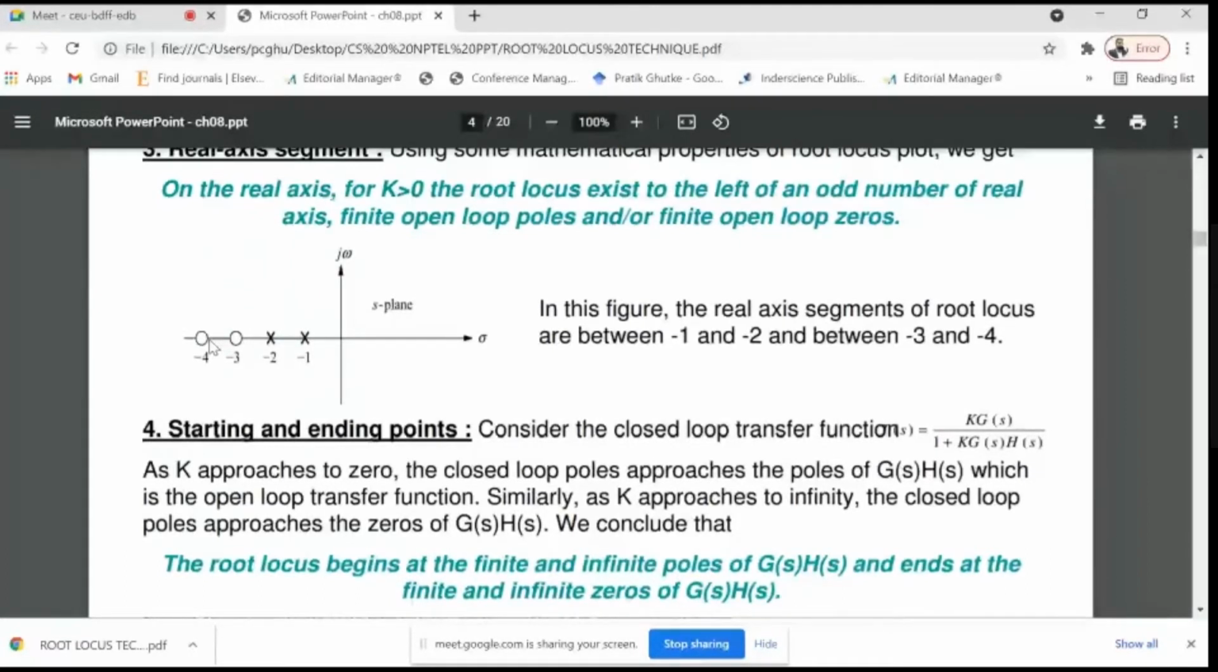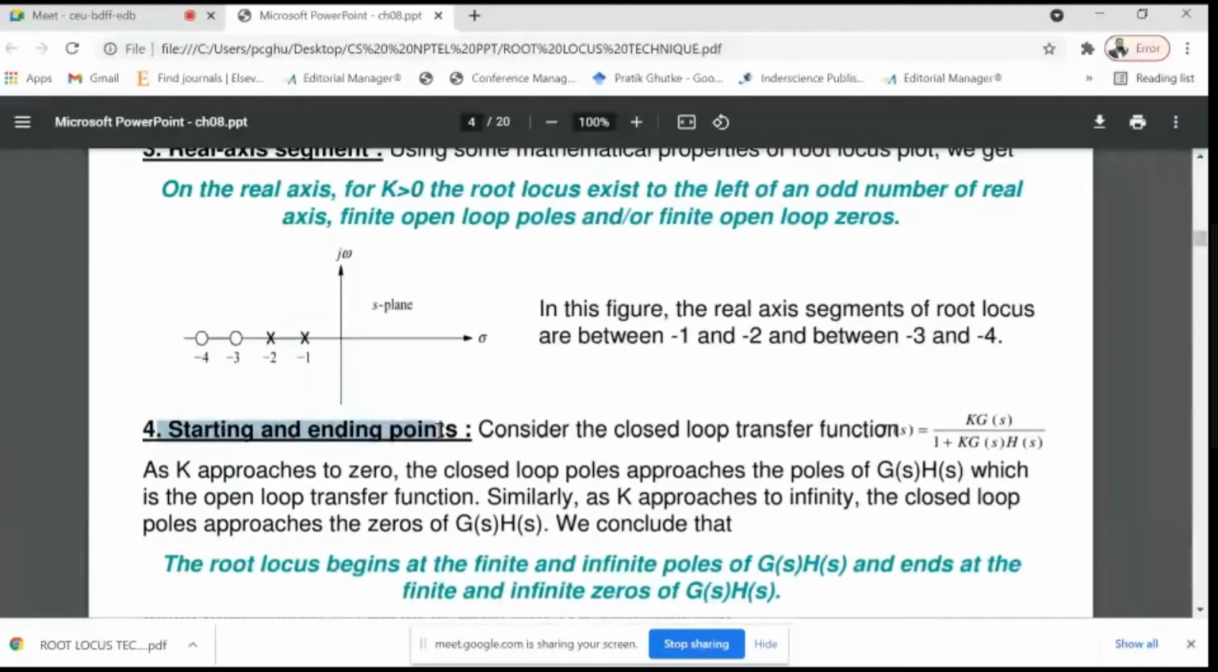What is the starting and end point? My root locus will have a breakaway point between minus 1 and minus 2, and also between minus 3 and minus 4. The root locus will start between these points and will end on the j omega axis. But where on the j omega axis it should exist, that I have to find, meaning the starting point and the end point.